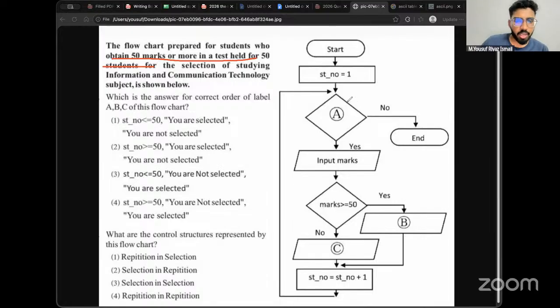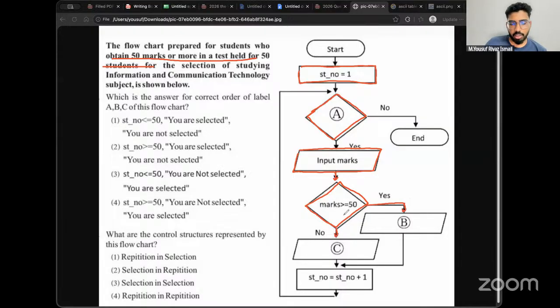You can see there is a variable called ST number, and we're starting ST number with 1. Then there is a rhombus, and then there is an input statement asking the user to enter the marks. After we enter the marks, here we're checking whether the marks are greater than or equal to 50. And you can see there's a yes or no part.